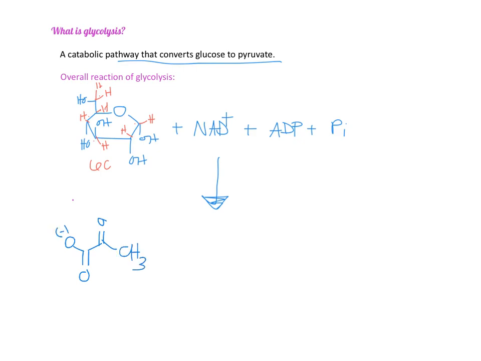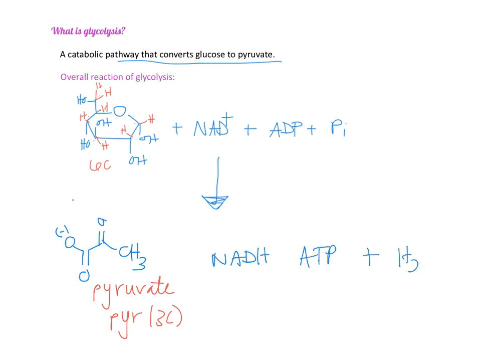Okay, and notice that this is pyruvate. Its abbreviation is PYR, all lowercase, and it has 3 carbons. We're going to get out NADH and ATP and water. And why am I forgetting my little plus signs? Did I forget anybody? Oh yeah, H+.